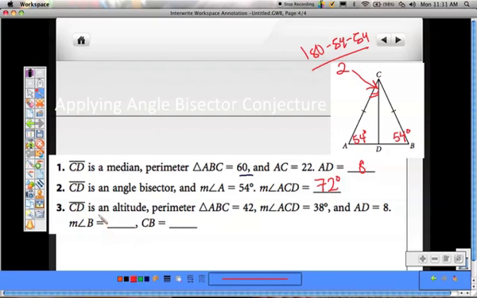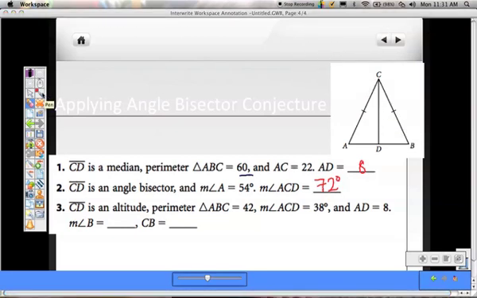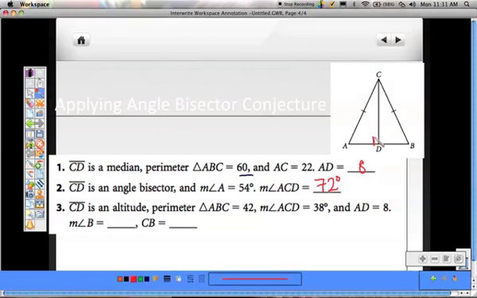And the last one, if CD is an altitude, so again I'm going to mark what we have. CD is an altitude, so these are 90. The perimeter is 42. ACD is 38. So this is also 38. And AD equals 8, so this is also 8. Find the measure of angle B.